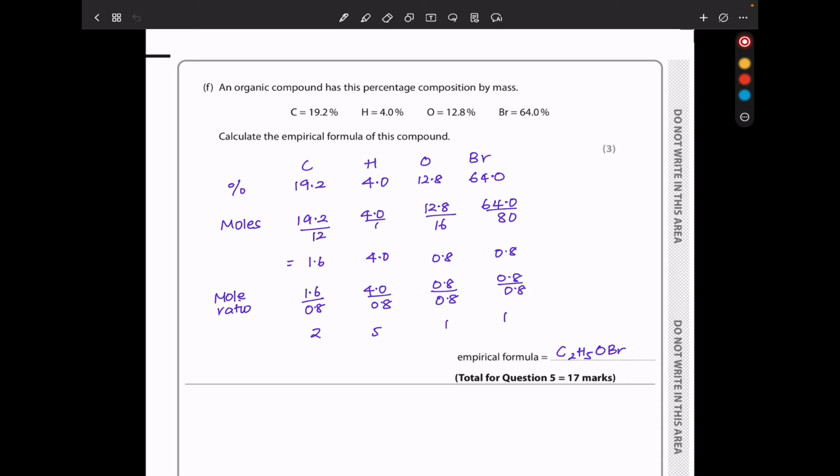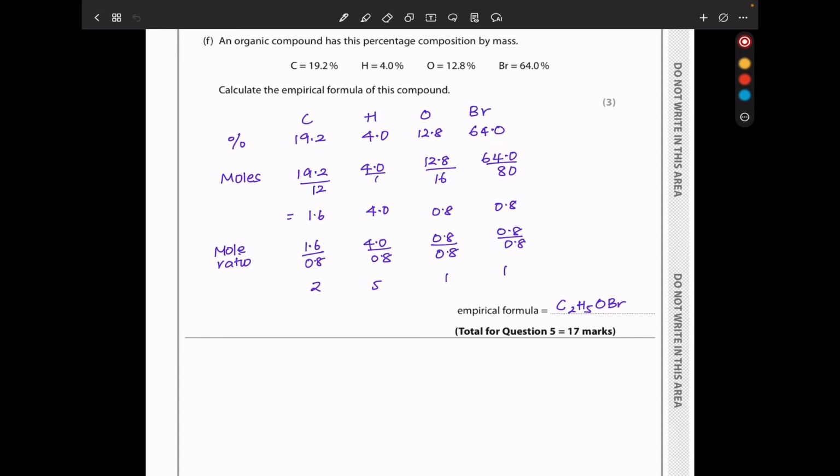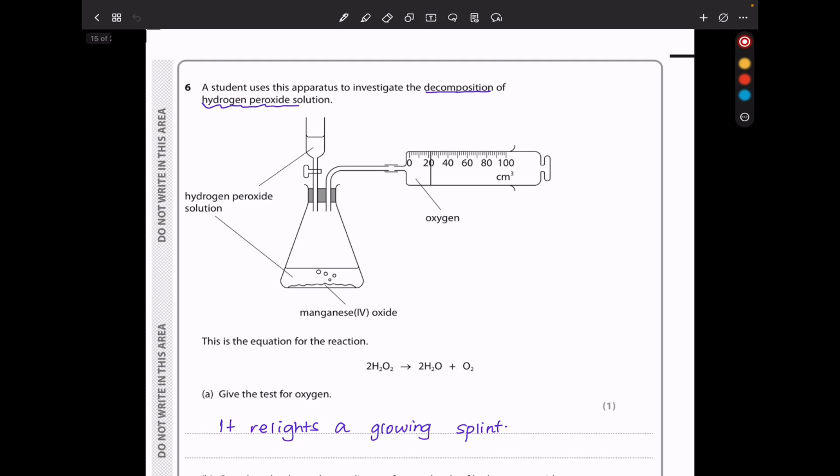And when I divided, I got these as the corresponding number of moles. So to get the mole ratio, I divided each by the smallest number of moles. And I got a ratio of 2 to 5 to 1 to 1, which is C2H5OBr. That is going to be the empirical formula of this organic compound. So this brings us to the end of question 5. Let's continue to question 6.